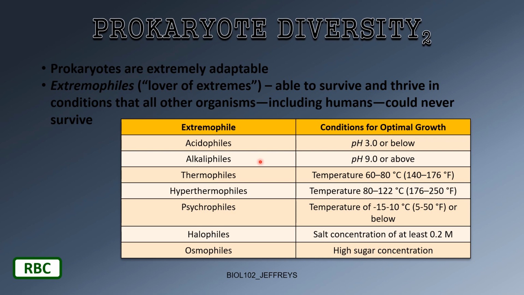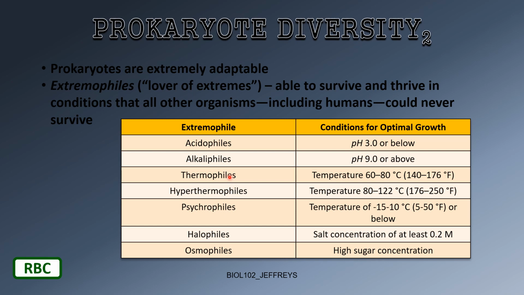Alkalophiles, rather, these organisms that like the other extreme of the pH scale. So pH 9, very alkaline or above. Thermophiles, now thermo has to do with temperature. So thermophiles like temperatures between 60 and 80 degrees C. So that's greater than body temperature. There you go, 140 to 176 Fahrenheit.